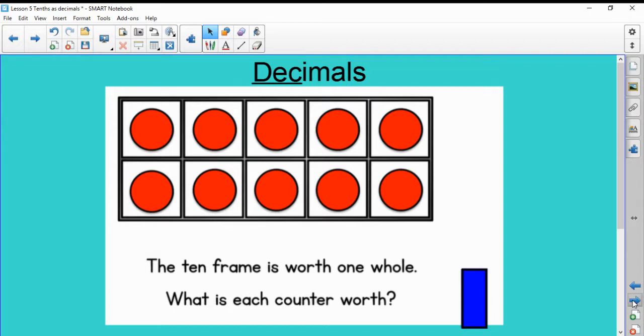Now, our tens frame shows a whole one. It's been split into 10 equal parts, but this can help us with decimals. First of all, let's look at what each of the counters means. One counter is worth 1/10.